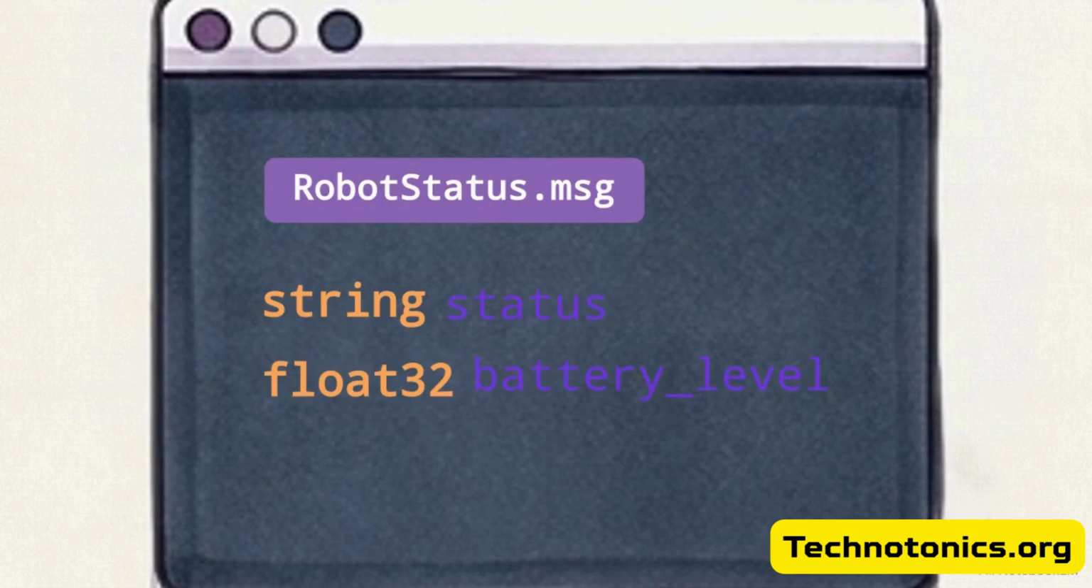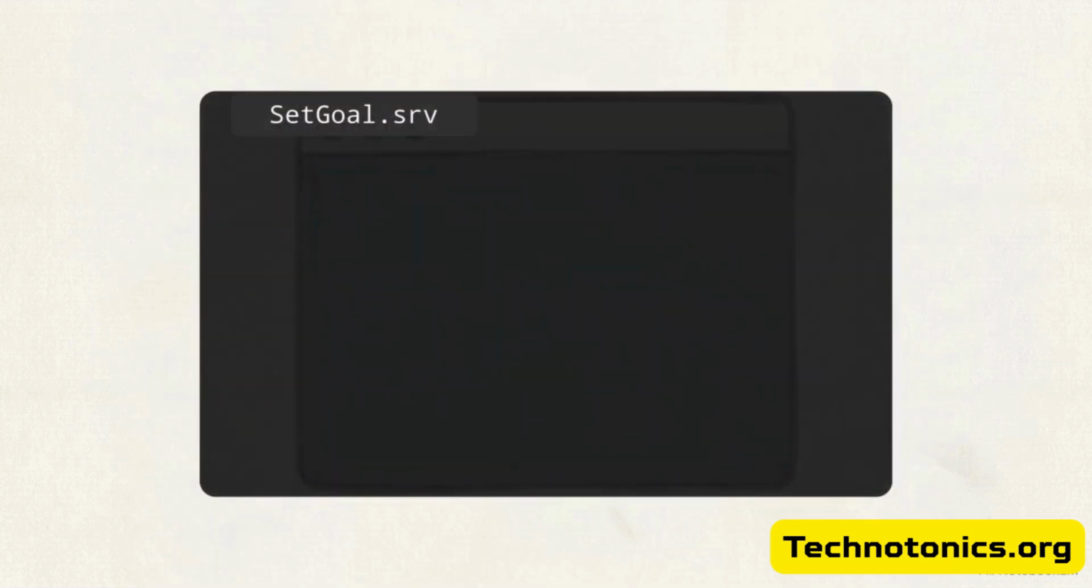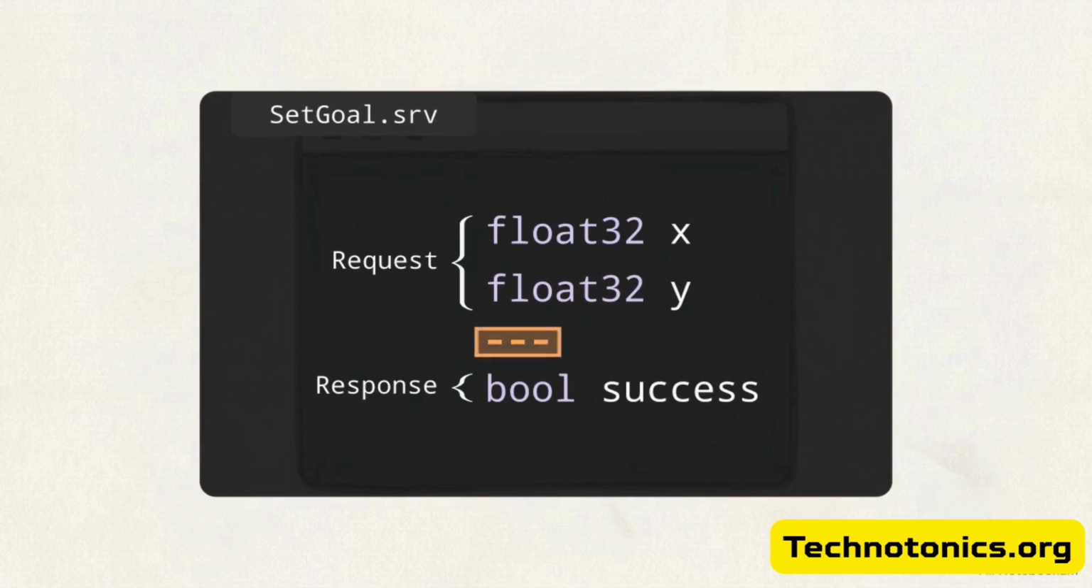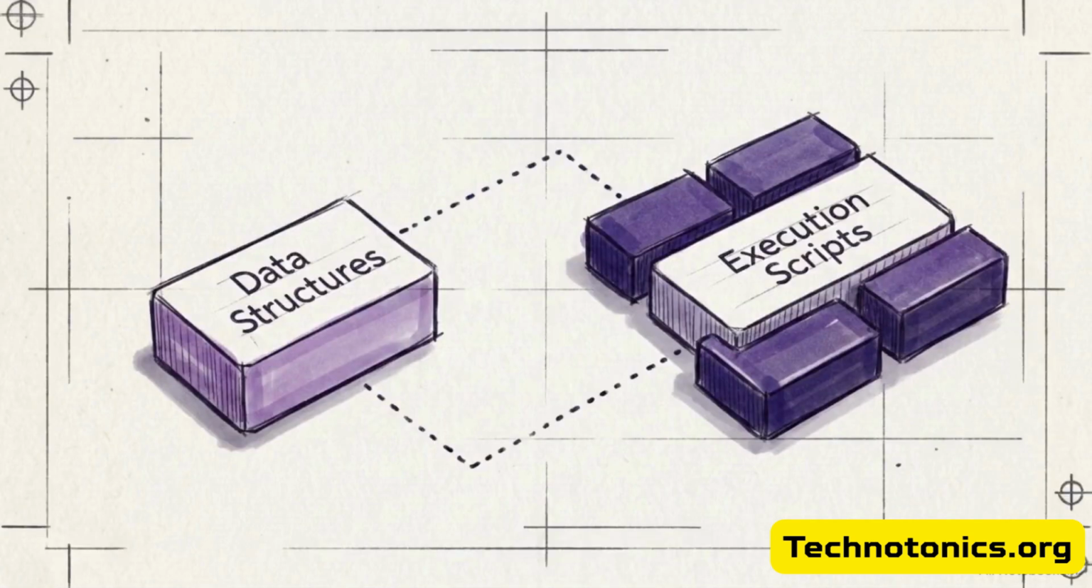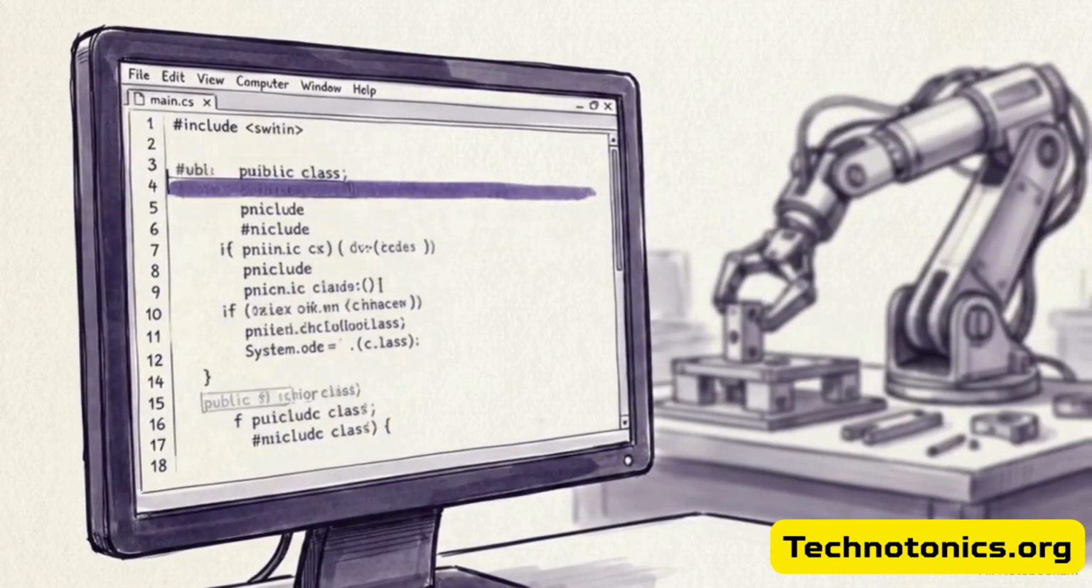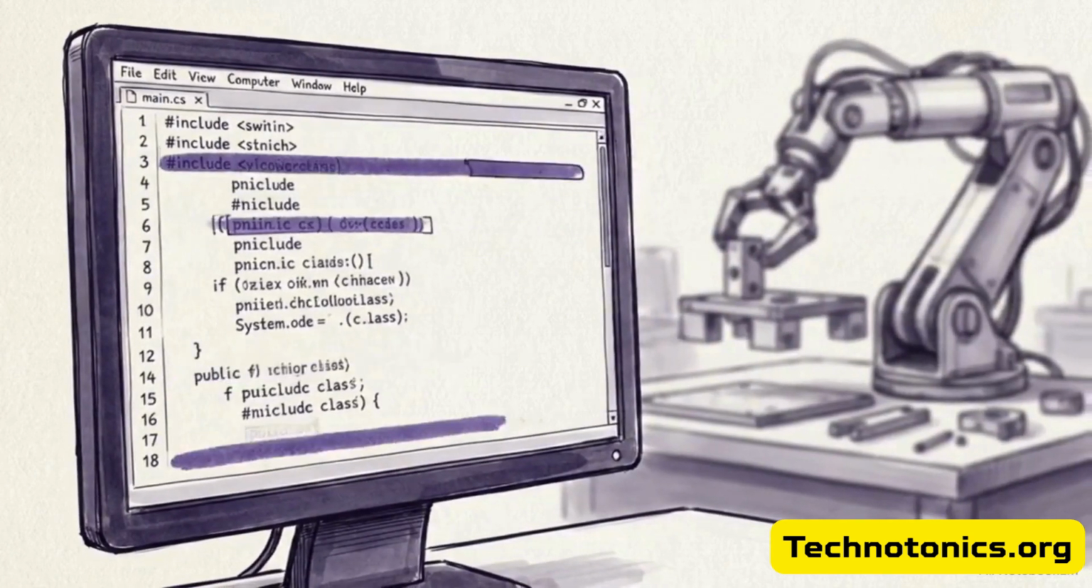and battery_level. For our service file, SetGoal.srv, we must divide a request from a response. We put our float inputs at the top, the Boolean output at the bottom, and separate them strictly with 3 dashes. Defining these data structures independently from your scripts ensures that your system stays modular. If a sensor requirement changes later, you update a single text file without breaking the rest of your network.